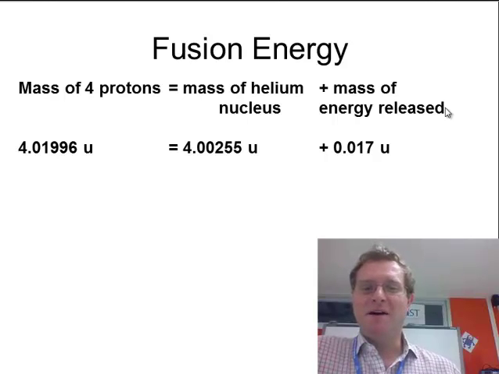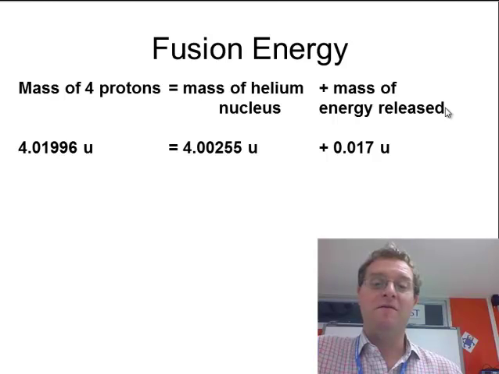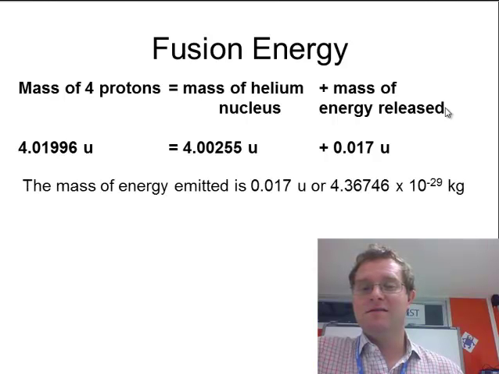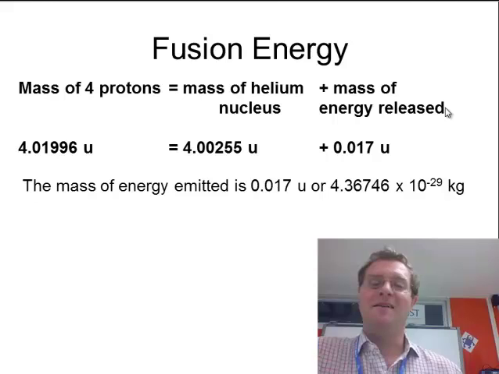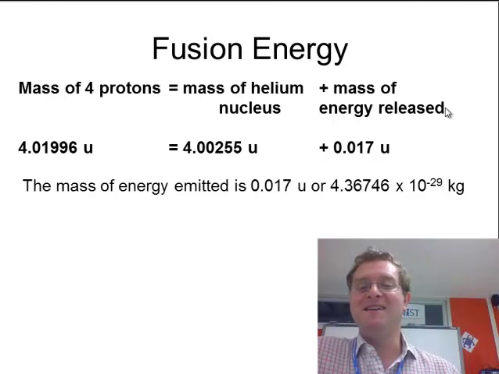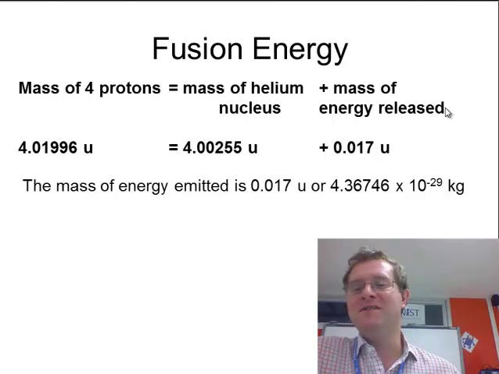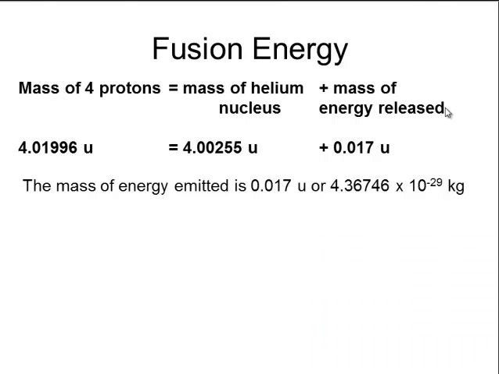Again, we're going to talk about the mass deficit. So from the original point we were thinking about, we have a mass of 4 protons, and in the end we have a mass of a helium nucleus and a mass of energy which is released. I've shown the mass of energy emitted as 0.017 unified atomic mass units, or this is the equivalent of 4.36746 times 10 to the minus 29 kilograms.